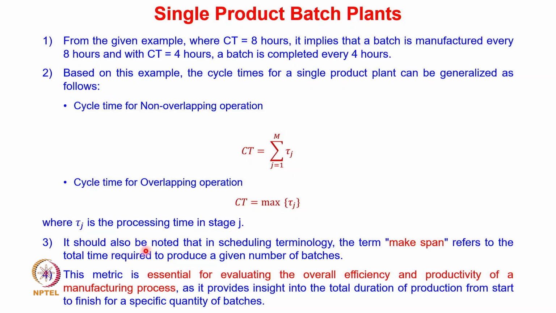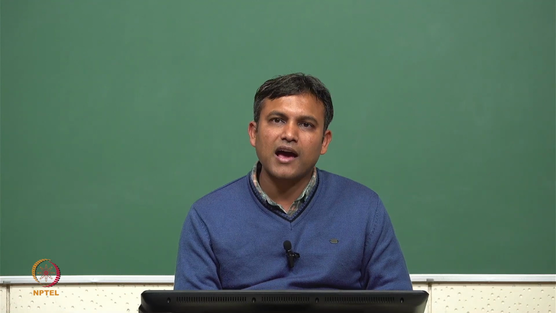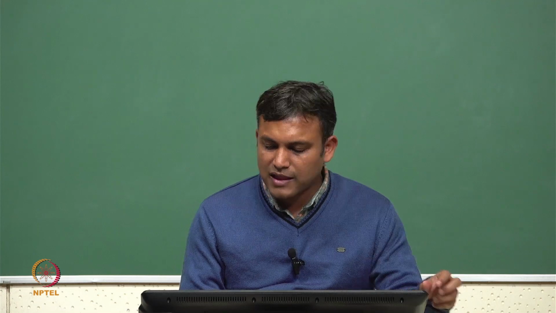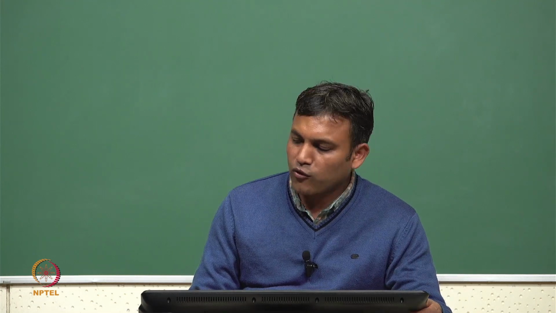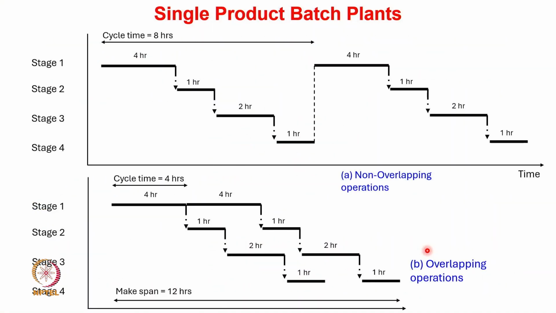So it should also be noted that in the scheduling terminology, the term makespan refers to the total time required to produce the given number of batches. So if we specify the given number of batches, how much time is required to produce those many batches, that refers to the makespan. So if we are taking the previous example here, if we take the 2 batches to be completed, then the makespan is 8 hours, whereas in the second case, when we are taking 2 batches into account, then the makespan is just 12 hours.